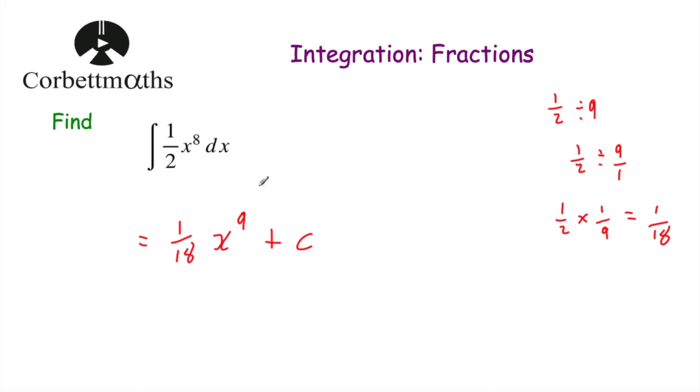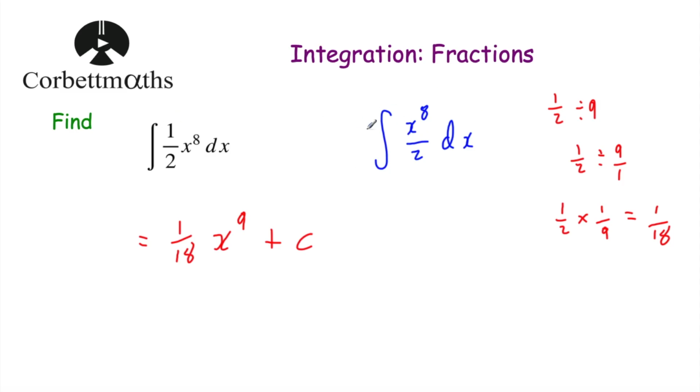And I just want to mention at this point that you may actually encounter this type of question in a slightly different format. So rather than saying a half times x to the power of 8 dx, you may encounter it as find the integral of x to the power of 8 over 2 dx. So here we've got find the integral of x to the power of 8 divided by 2 dx. Now remember that dividing by 2 is the same as multiplying by half.